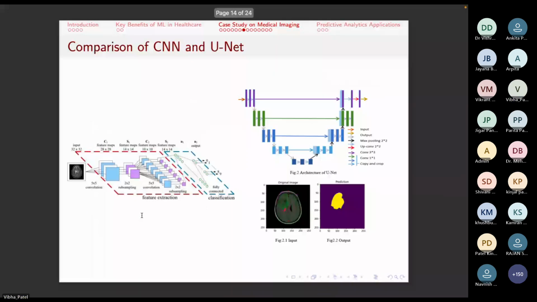So this is a diagrammatic view of what happens in the CNN model and what exists in a U-Net model. You'll see that here you have just a sequence of feature maps being generated. On the left side is a CNN model, on the right side is a U-Net model. The output in case of the U-Net model is a segment which is identified as a tumor.